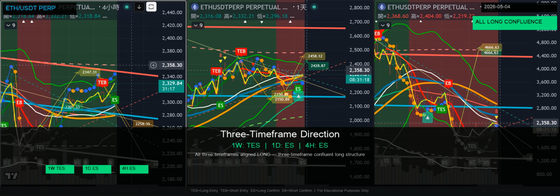After this TES, there has been no new EB or TEB to invalidate it. The weekly bias is long. The TES at the low zone is holding, and the macro recovery is in progress. Moving to the daily chart.